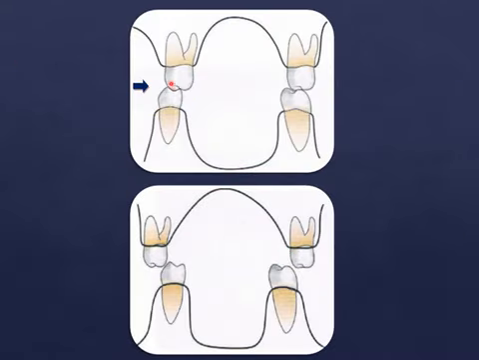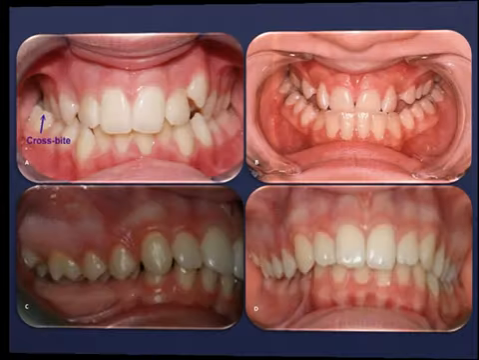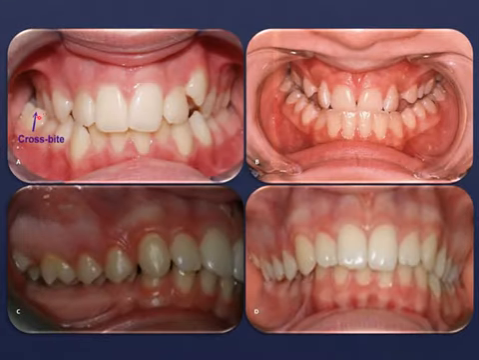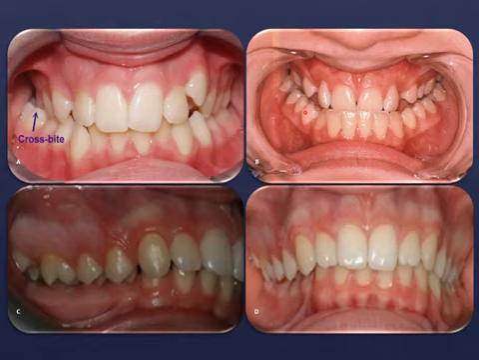This is a buccal crossbite of posterior teeth, and this is a lingual crossbite of posterior teeth. This is again buccal crossbite of the molar. This is bilateral buccal crossbite of the posterior teeth, and these two cases are lingual crossbite.